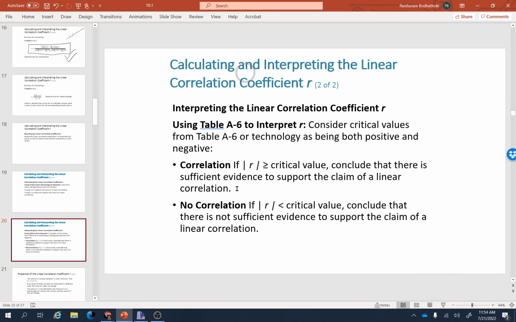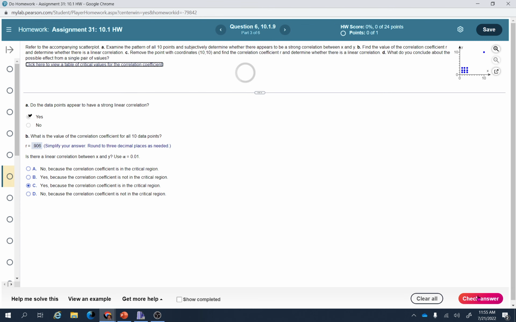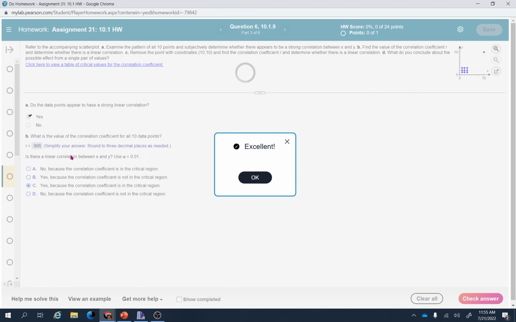So we can use this conclusion because the correlation coefficient is greater than the critical value. The conclusion is there is sufficient evidence to support the claim of a linear correlation. So we can choose that option here. Is there a linear correlation between x and y? The answer is yes, because the correlation coefficient is in the critical region. So this is the answer we're going to choose, because the correlation coefficient is greater than the critical value we got from the table.